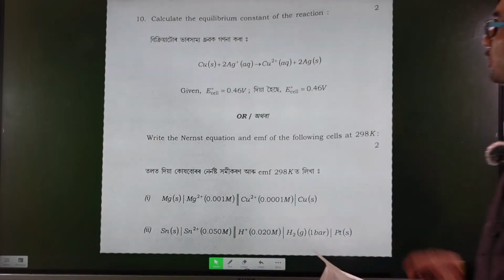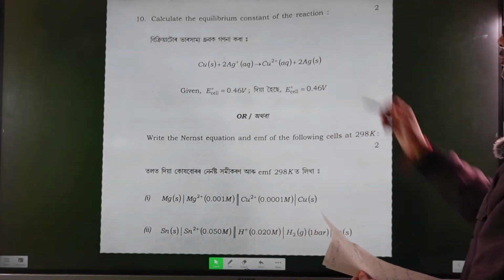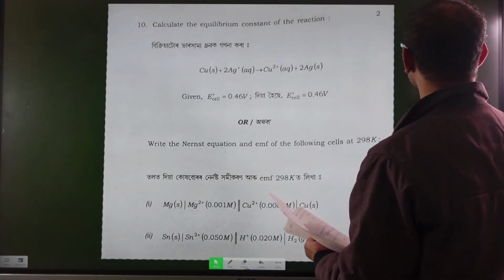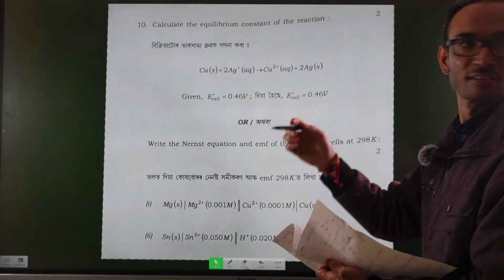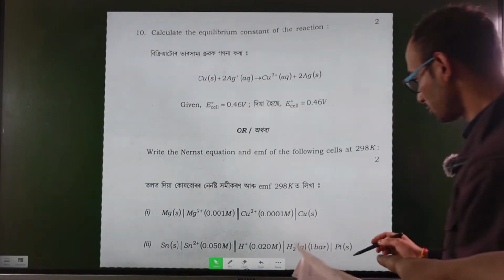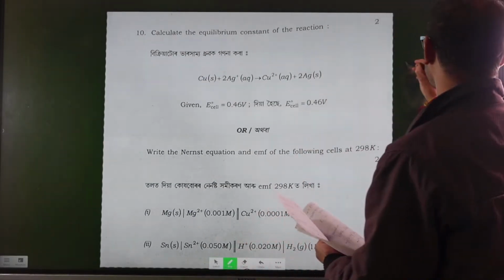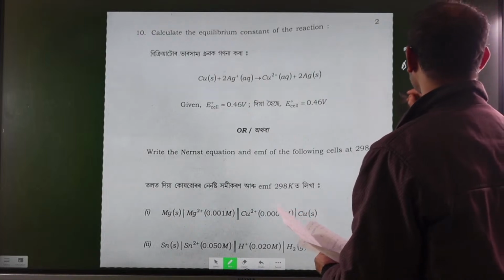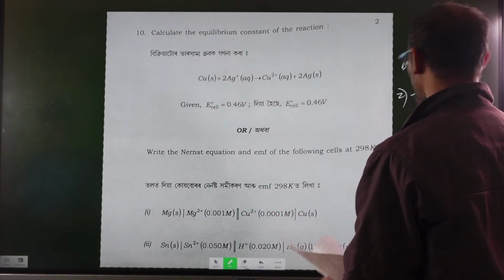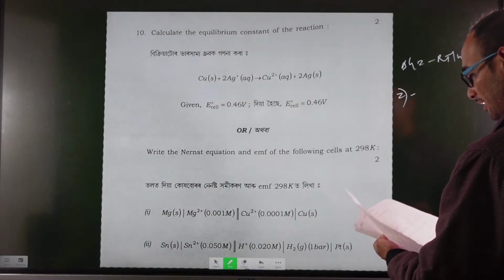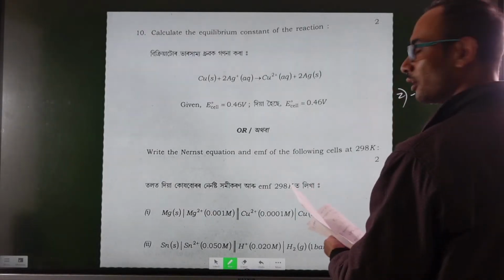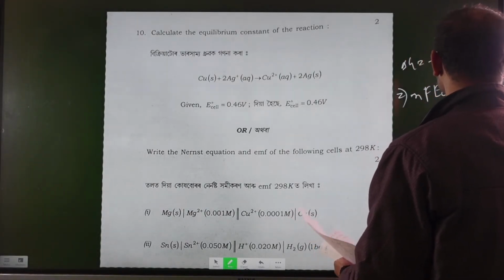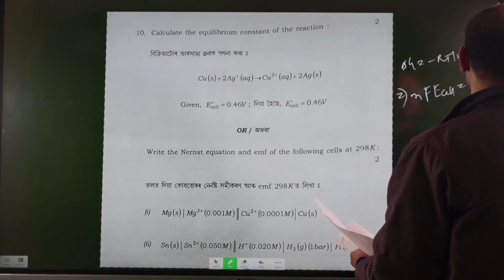So in this equation, you can see in question number 10, you can just use these equations. Del G equal to minus RT natural log of K, and del G is equal to minus nF E naught cell. Del G is equal to nF E cell equal to minus RT natural log of K.